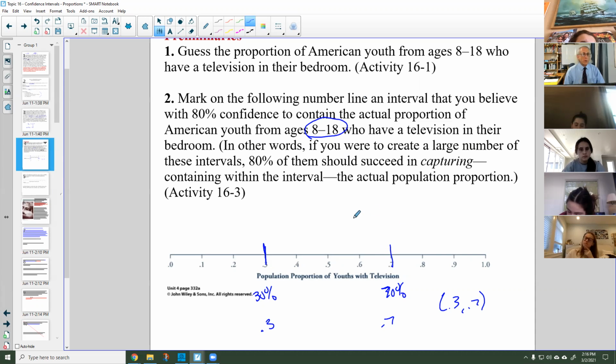Now, that's 80% confident. But now let's say I want to be more confident. So I'm going to ask this question. If I want to be more confident than 80%, is my interval going to get smaller, or is my interval going to get larger? Now think about it for a minute. I want to be more than 80%. I want to be 90% confident. Is my interval going to get smaller, or is it going to get larger?